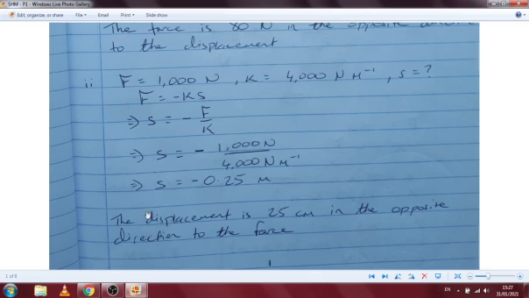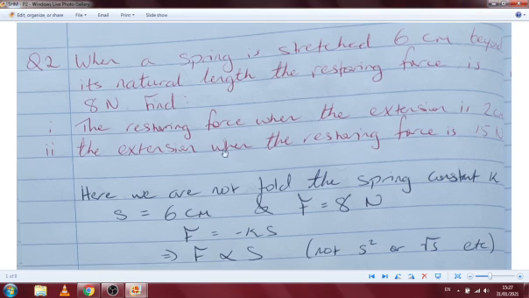And then again, to give that in context, the displacement is 25 centimeters. That's equal in the opposite direction to the force. So again, you can't have a negative distance, you can't have a negative displacement. The minus shows that it's in the opposite direction. So then on to question 2.